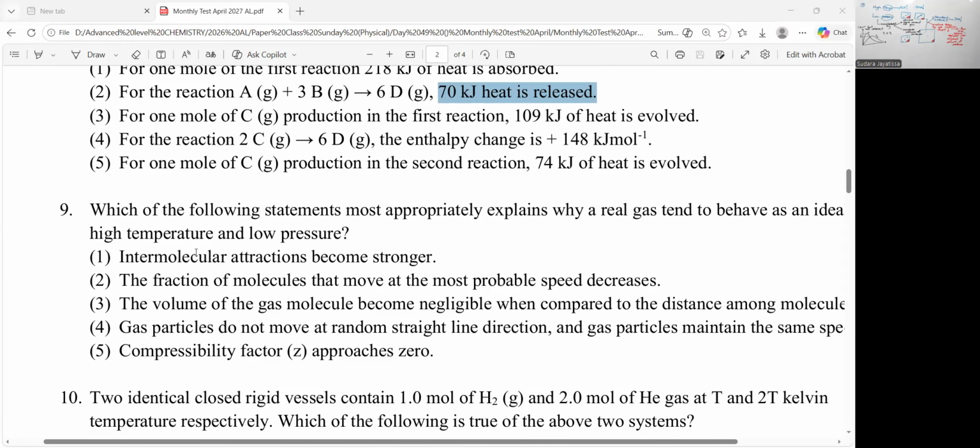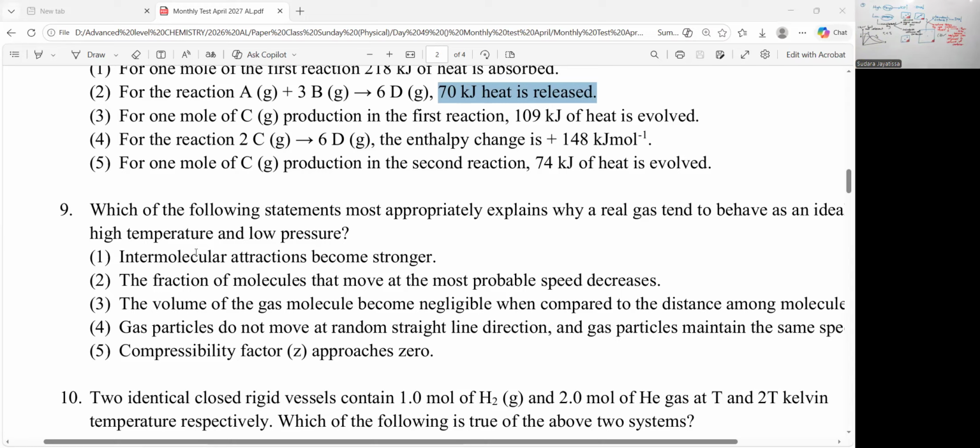Volume of the gas molecules becomes negligible when compared to the distance among molecules. Yes, that happens. That is the one that I wrote in red color. Same meaning, same idea. So the third one is correct. That is our answer. Now go to the next one. Let's see why those statements are wrong. Gas particles do not move randomly. That's wrong. They do move in random straight line directions, so we can't say no. So the do not move part is wrong.